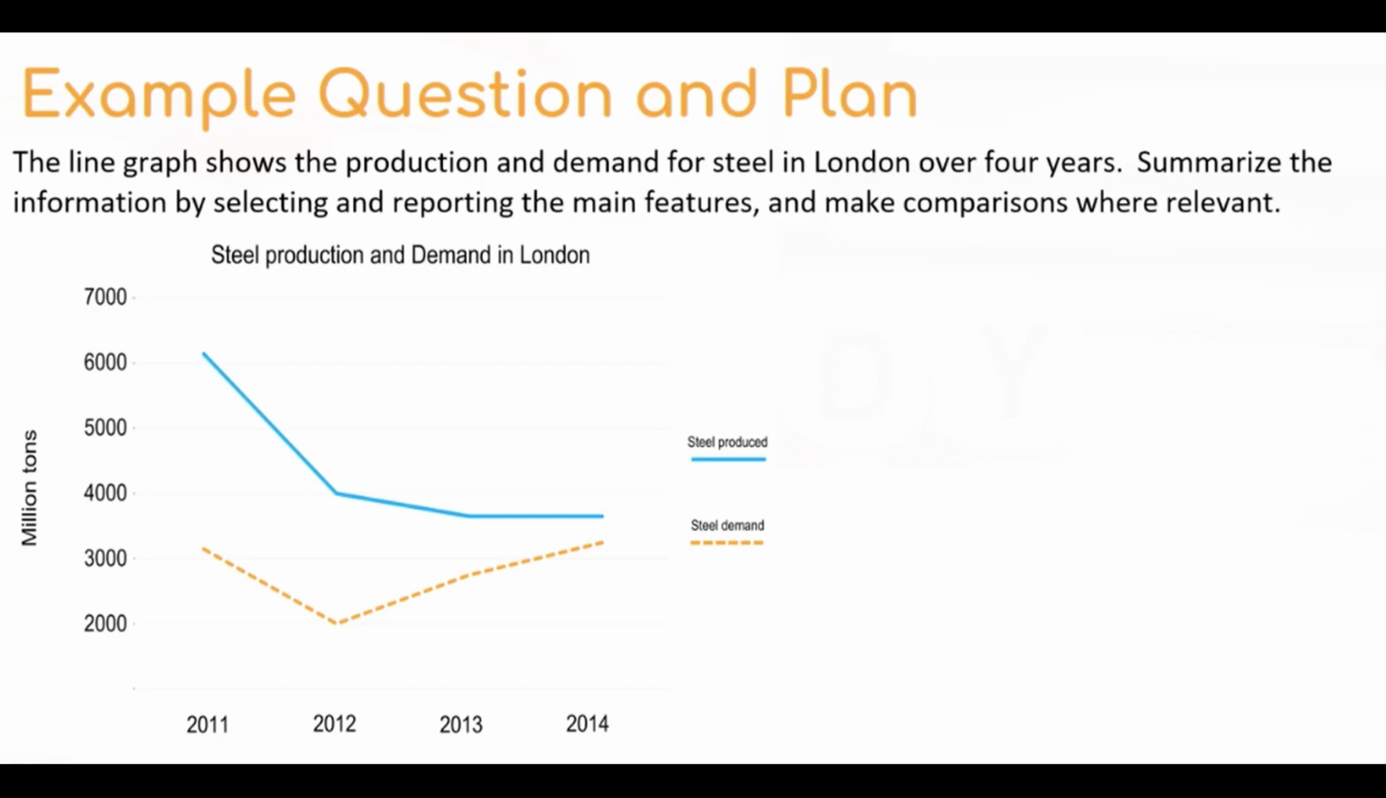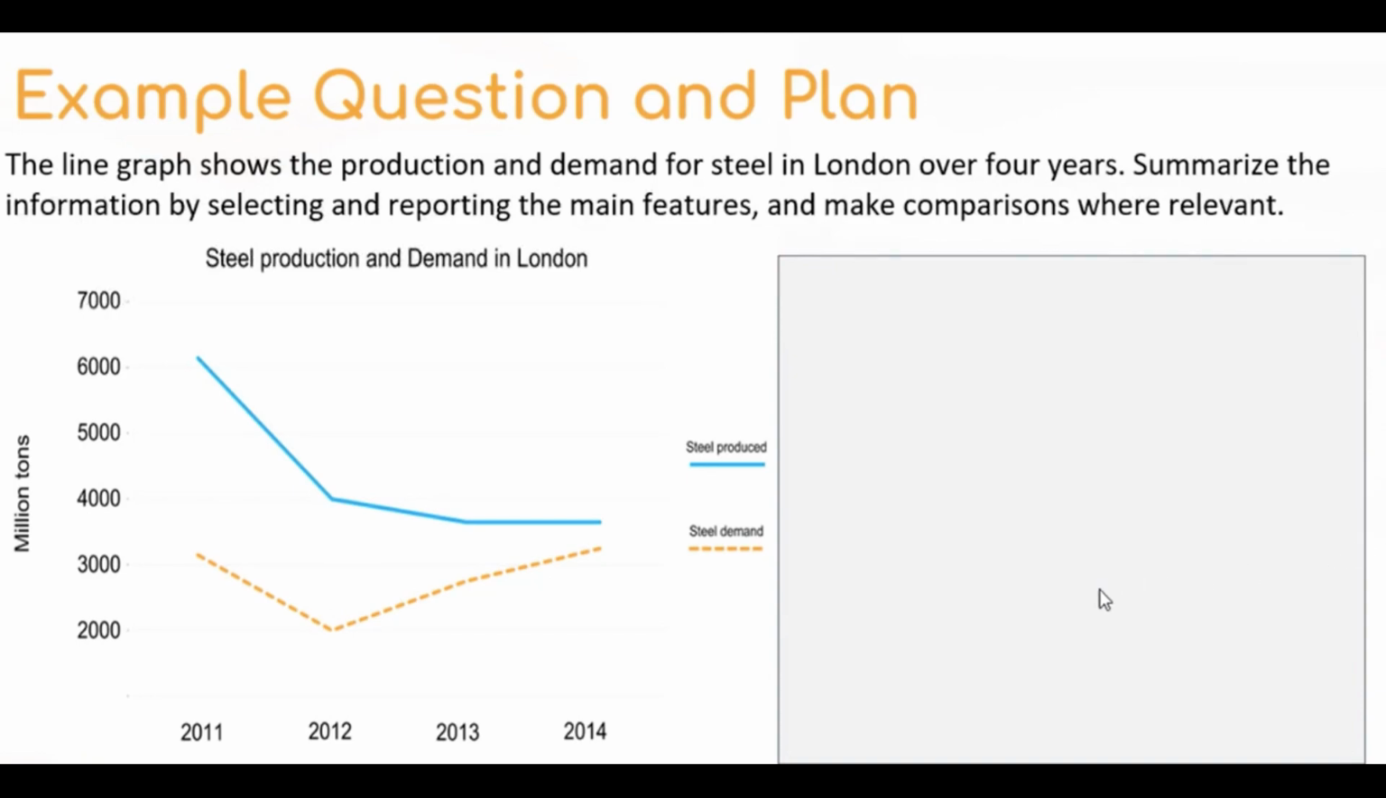So now that we've had a quick read through the data and we're starting to get an idea of what we are being shown, it's time for us to move on to creating a plan. Let's begin our model write. So the first thing we need to consider is splitting our data into 2 groups. Now straight away I can see we have steel produced and steel demand. Now would that make a good group for paragraph 3, paragraph 4? If we grouped them, we wouldn't be able to easily make comparisons, which of course is a big skill in describing this data here.